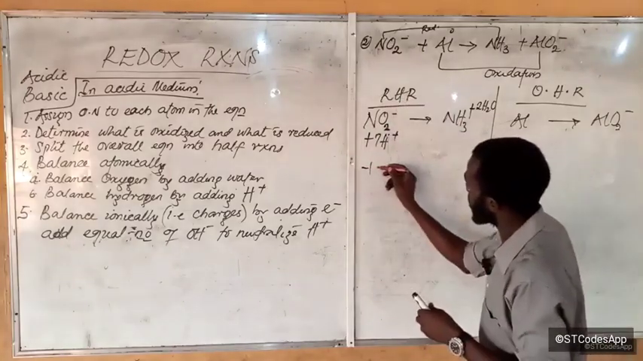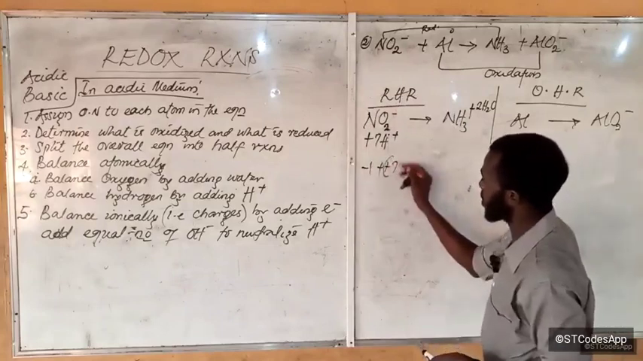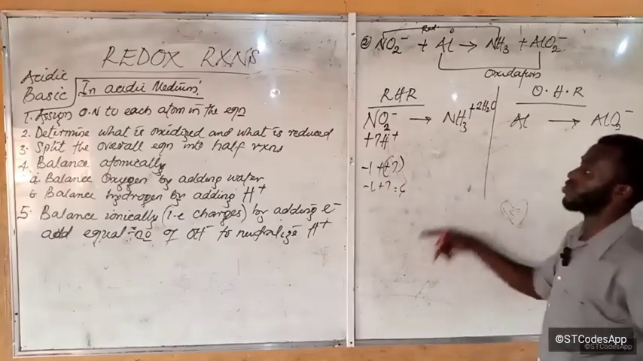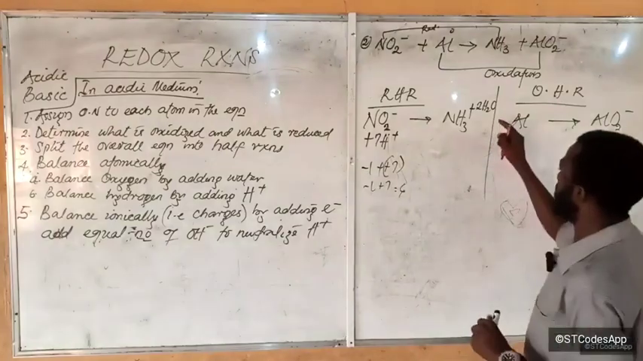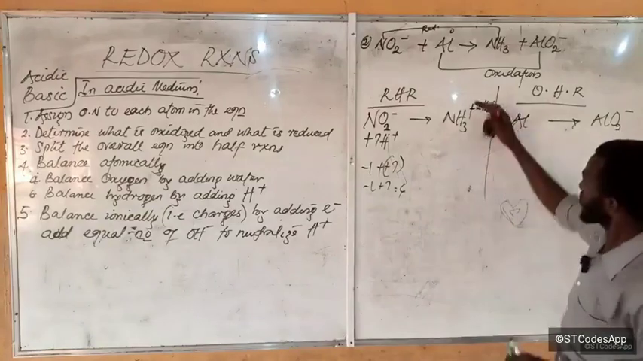So minus 1 plus, the total charge here is plus 7. Is that okay? That is minus 1 plus 7 is equal to what? 6. So total charge here is what? Plus 6. Positive 6. Then on this side, it is 0, because this one is 0, this one is 0.